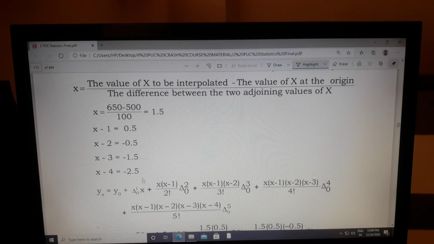Then look at this formula, Newton's advancing difference formula. Up to the fifth leading difference we took, so up to the fifth leading difference, Newton's formula has to be written: y0 plus delta naught 1 into x, plus delta naught 2 into x(x minus 1) by 2 factorial, plus delta naught 3 into x(x minus 1)(x minus 2) by 3 factorial, plus delta naught 4 into x(x minus 1)(x minus 2)(x minus 3) by 4 factorial, plus delta naught 5 into x(x minus 1)(x minus 2)(x minus 3)(x minus 4) divided by 5 factorial.